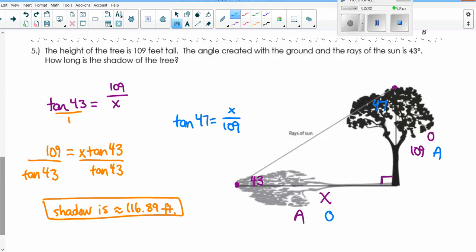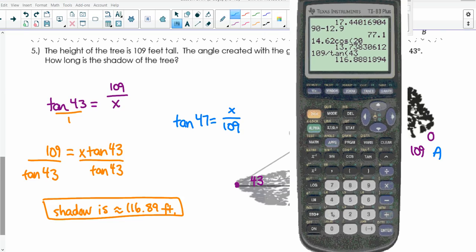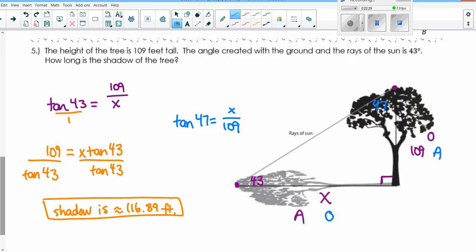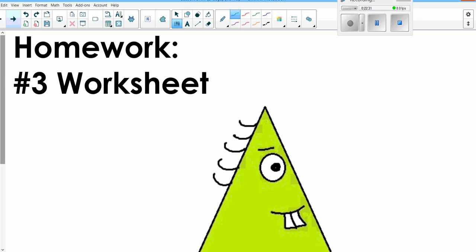Okay, and now I can multiply both sides by 109. So notice if I do 109 times the tangent of 47, I get the exact same answer. So over here I did 109 divided by the tangent of 43, and over here I did 109 times the tangent of 47. So notice those were complementary angles, but it gives me the same answer. Okay? Alright, so that was a pretty quick lesson.